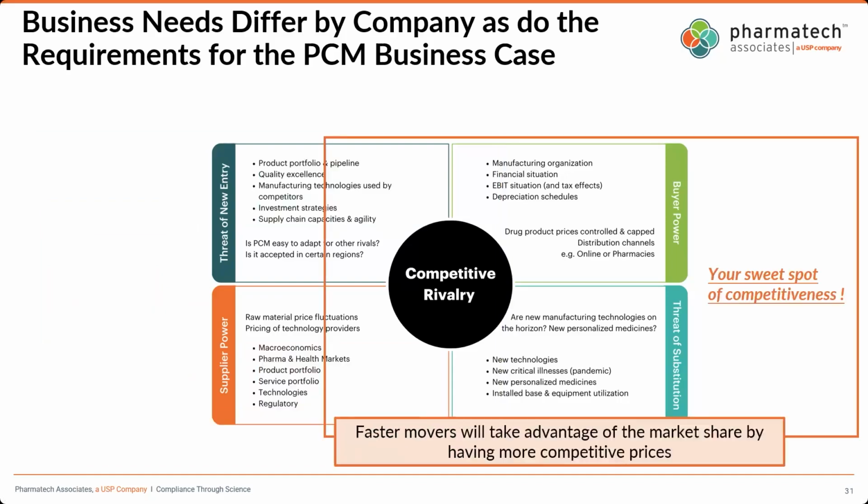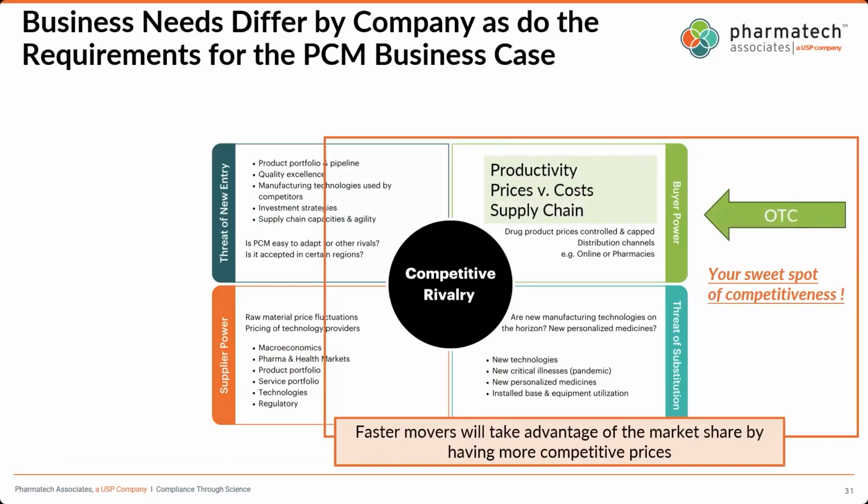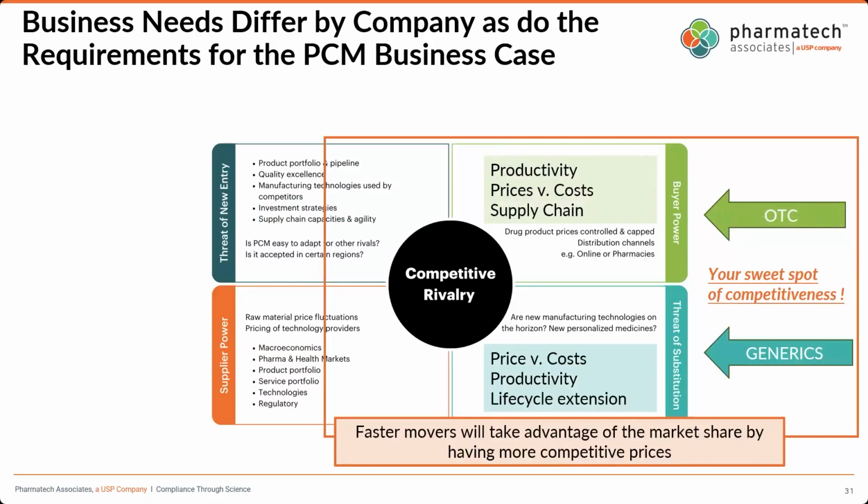And if then the other groups like the OTCs or the generics are coming in, they have a different perspective to that. They want to have, of course, also supply chain agility. This is the same, but they are looking much more to the productivity piece because of their price and cost situation.